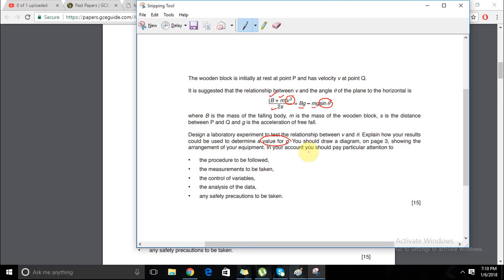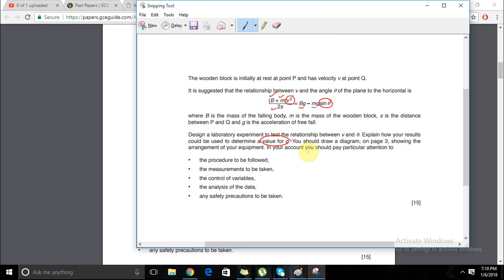So a good way of doing this 15-mark question is to firstly identify the independent variable, the one you're actively changing, that would obviously be theta. The dependent variable would then be the velocity, right? Because you want to change theta, then you're going to observe a change in the velocity at point Q.